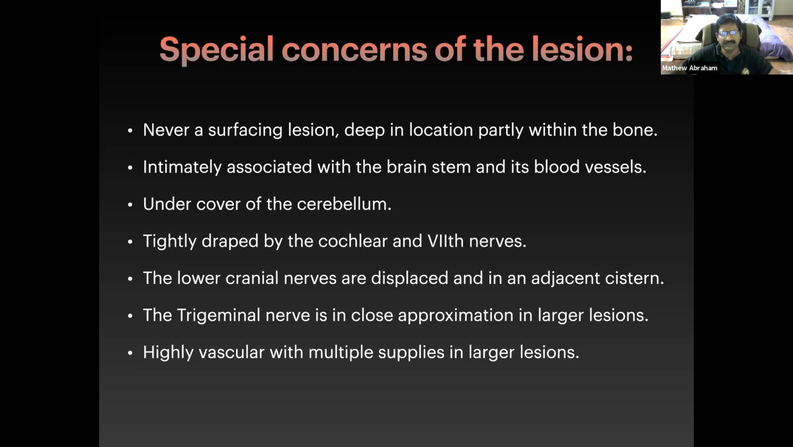It is tightly draped by the cochlear as well as the seventh nerves. The lower cranial nerves come in a very adjacent nearby cistern. It is separate, but in a very adjacent cistern. The trigeminal nerve is in close approximation if the tumor grows to large sizes. It's highly vascular, and as it enlarges, it has a tendency to take blood flow from new areas.